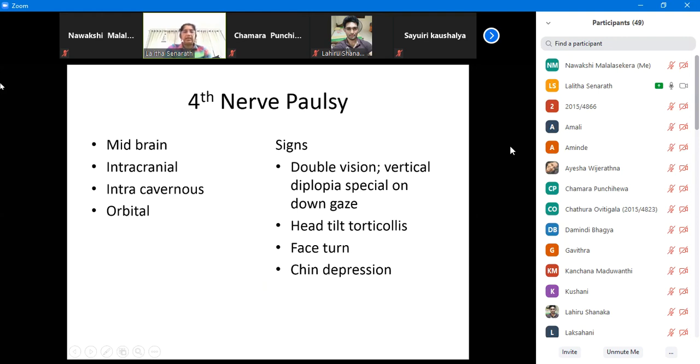It's a very slender nerve and the longest nerve, which can be damaged easily with minor head injury. Therefore, it causes double vision in the vertical gaze, especially when you are looking down. And the patient may have abnormal head posture, because the patient is tilting the head to correct the double vision. And there may be face turn. Those are the abnormal head postures to correct double vision.